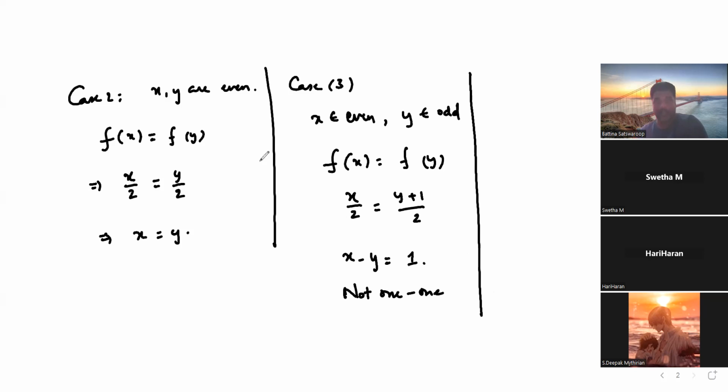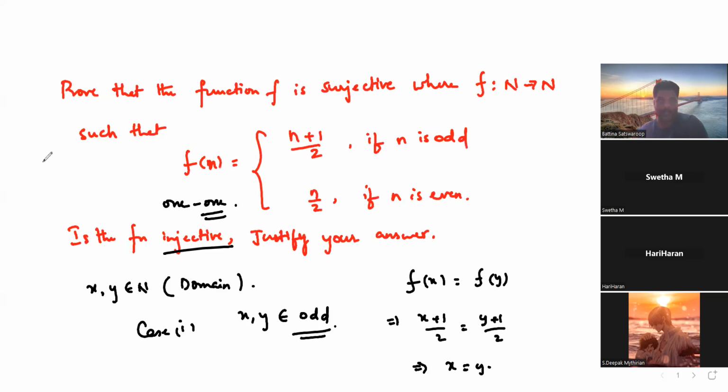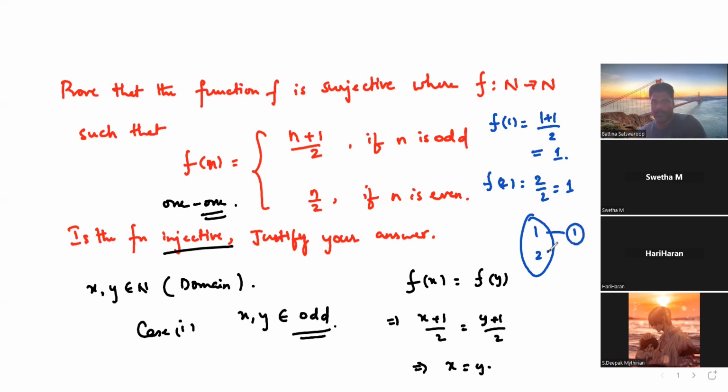இல்ல சார், ஒருவேளை இது 1 மார்க் கொடுத்தாங்கன்னா எப்படி பண்ணணும் சார்? இவ்வளவு தூரம் டைம் வேஸ்ட் எதுக்கு சார்? அப்படி பார்த்தீங்கன்னா ஒன்றும் இல்லை. Take one odd value. Let us say f of 1. f of 1 is 1 plus 1 by 2. So this is 1. Take f of 2. 2 by 2. That is also 1. So for both 1 and 2, you are getting output 1 only. So what is this function? Many to 1 function. Clear, sir? Yes, sir.